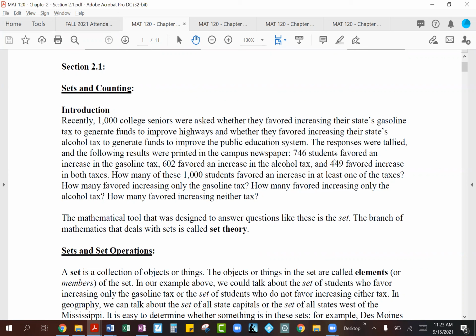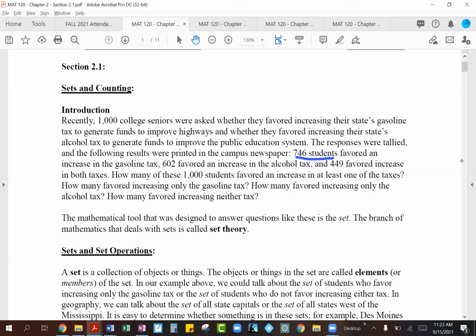We've got 746 students who favored increasing the gasoline tax, 602 who favored increasing the alcohol tax, and 449 who were in favor of increasing both taxes. So they want to know how many of these 1,000 students favored at least one of the taxes, how many favored increasing only the gasoline tax, how many favored increasing only the alcohol tax, and how many favored neither. So you can see the questions they are asking us were not all answered from this tally.